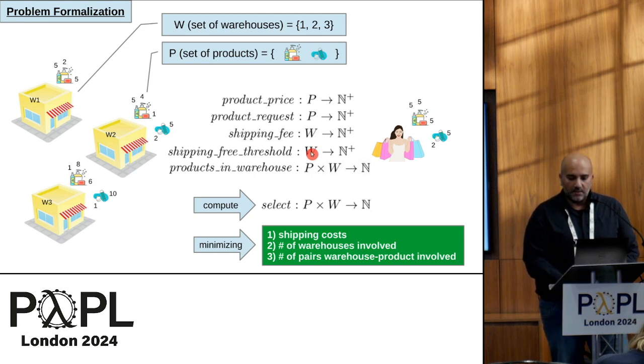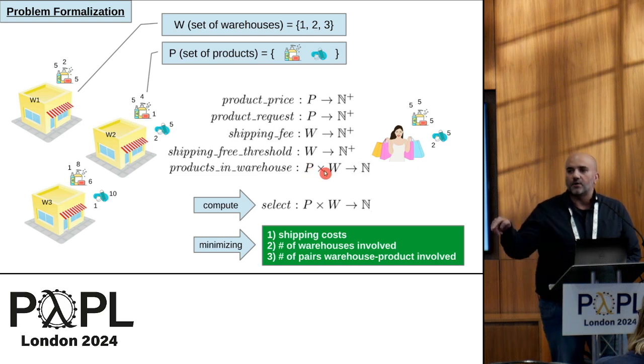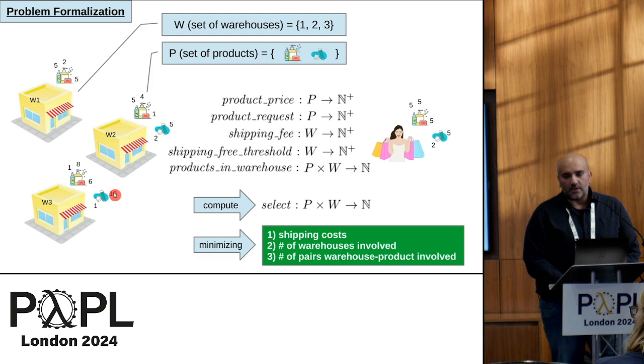And then for every product and warehouse, we would like to know how many products are available in that warehouse. The task is to compute this other function. For every product and warehouse, how many products are you taking in order to reach these numbers?